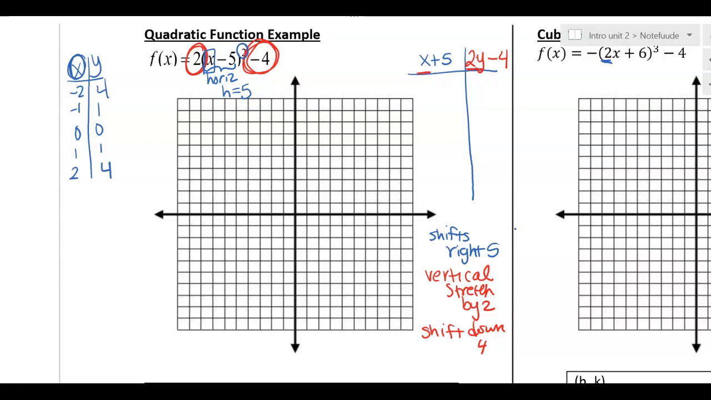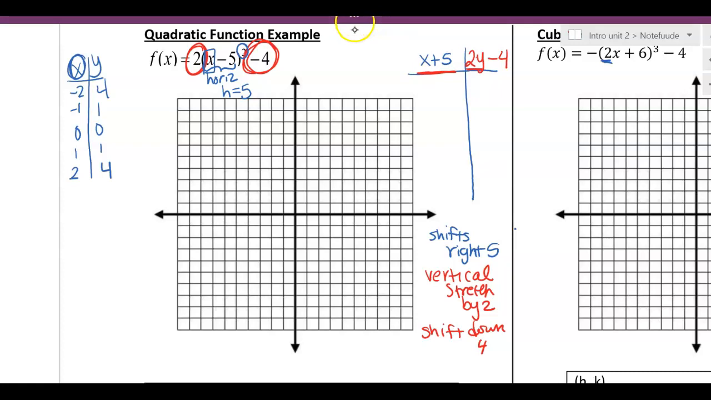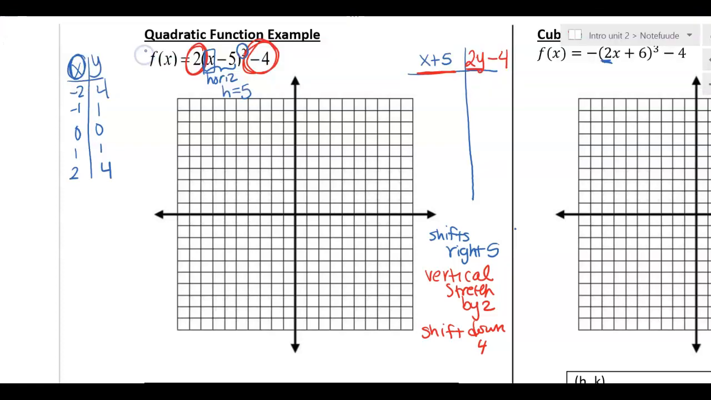And then remember what this means. This does not mean plugging anything back into this function. This means every x is getting 5 added to it. So I'm literally going to take the list of x's that I had before, and I'm going to add 5 to them. So the first x was negative 2. Negative 2 plus 5 turns that into 3. Okay. Negative 1 plus 5, 4. 0 plus 5, 1 plus 5, 2 plus 5.